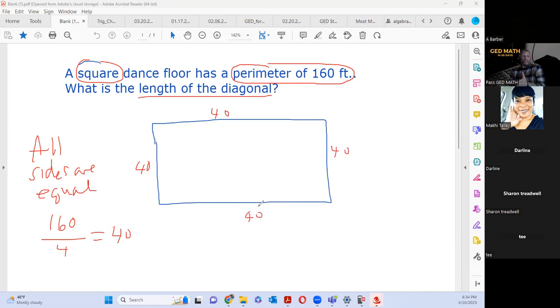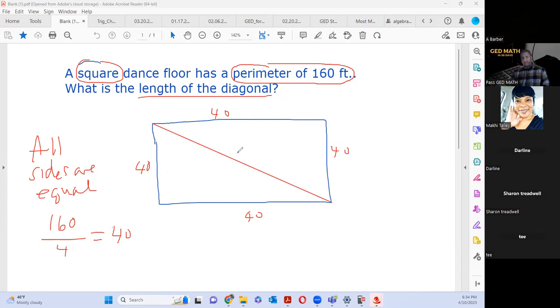No, that's not what they want to know. 40 feet is the way around. They want to know the length of the what? The length of the diagonal. The diagonal goes from corner to corner. This is what they want to know here.